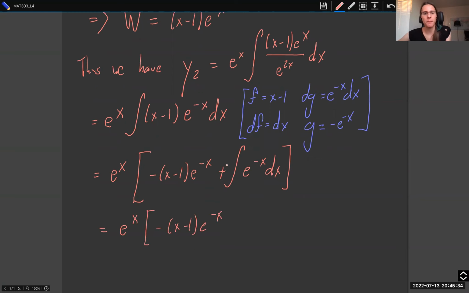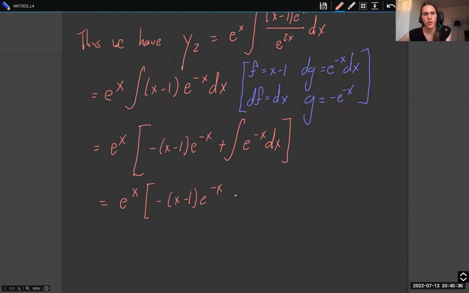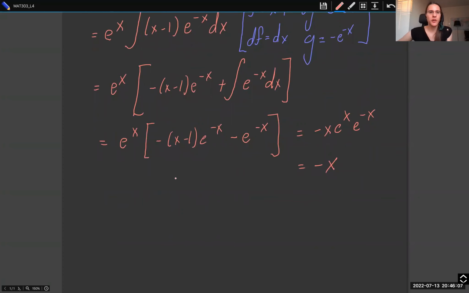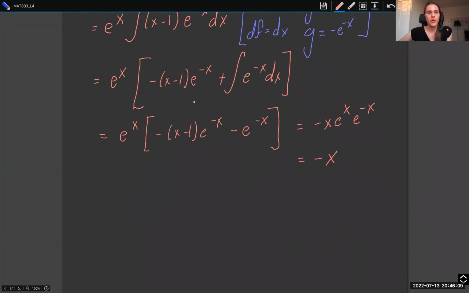And again, I only want a particular complementary solution, so I'm going to ignore constants. Minus e to the minus x. Okay, look, here's e to the minus x. There's minus signs, and then there's a minus sign here. There's no minus sign here. So these two terms will cancel out. So what I'm going to get overall is just the minus x e to the x times e to the negative x, which is just negative x, right?